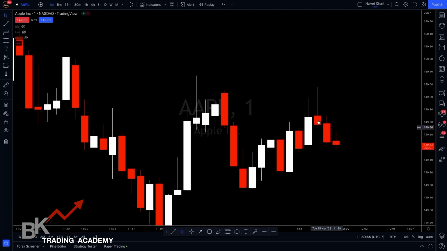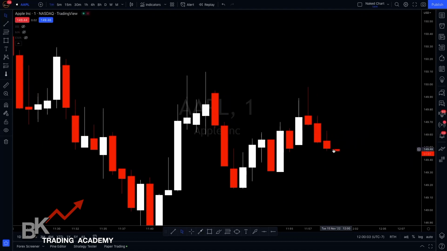So we see that we have 3 red candles, meaning that price went lower than where it originally opened. So if I sold here, I would be making money, because you can actually make money as you sell. You can make money as you buy.